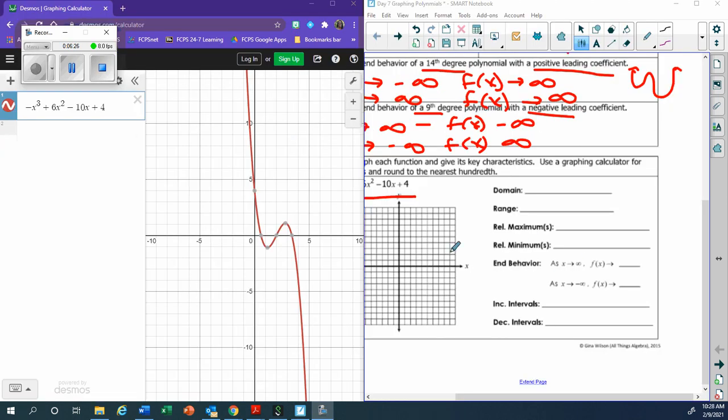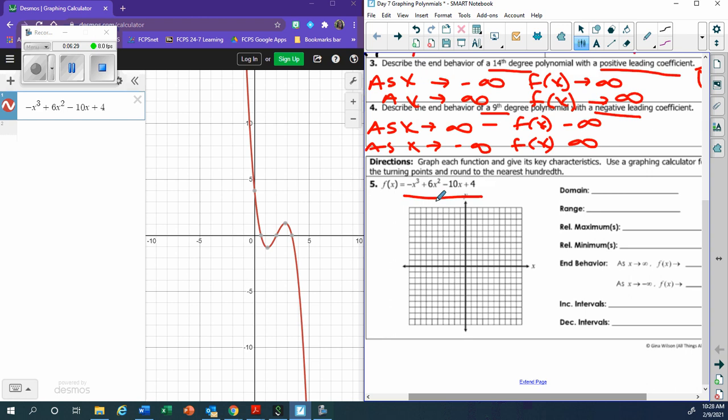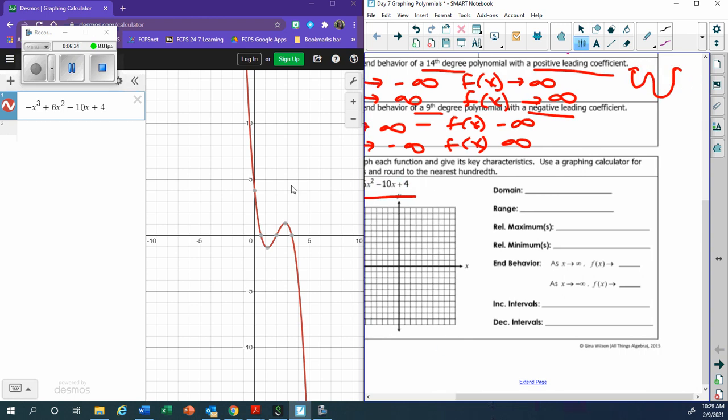All right, so I just graphed this, negative x cubed plus 6x squared minus 10x plus 4. Now, based on this graph, we're going to write the domain, the range, the real maxima, the real minima, and end behavior, right? So for the domain, as I go this way, the graph is going up. So domain and range in this case will be all real numbers, because range also doesn't have any limitation, right? So it's going to be all real numbers. So what is the real maxima is the question, right?